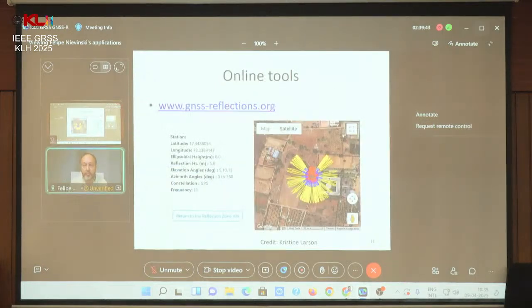This is the zone mapping app that Makan put together. It's your first step when you are considering deploying a station. Look to see if you get decent reflections around the antenna, and I tried to put it close to where you are.